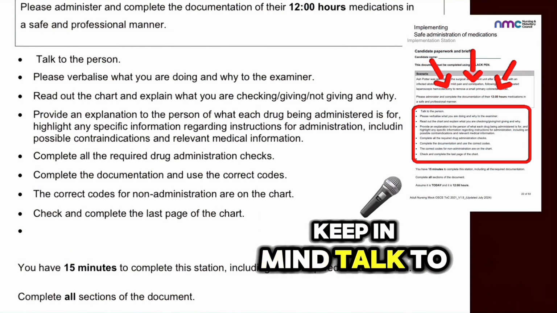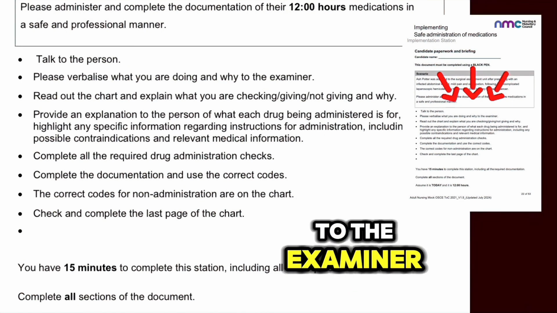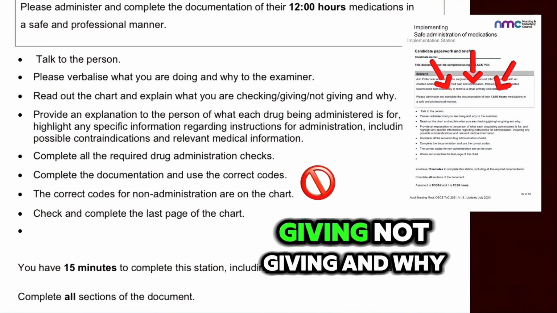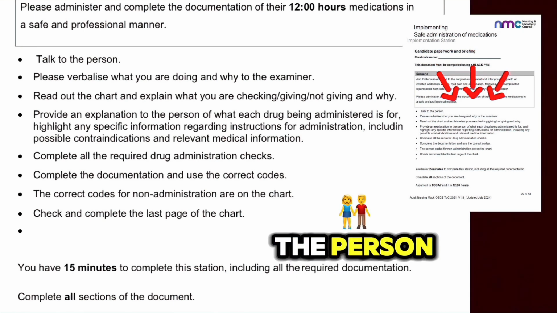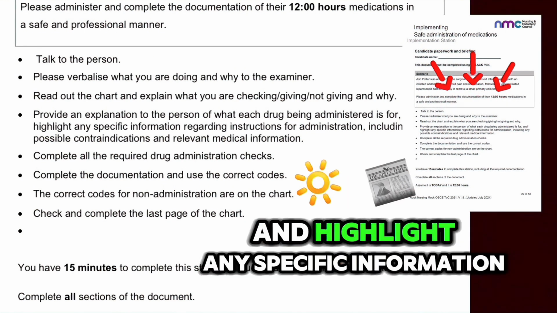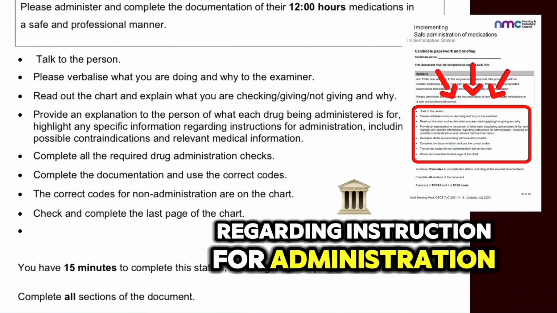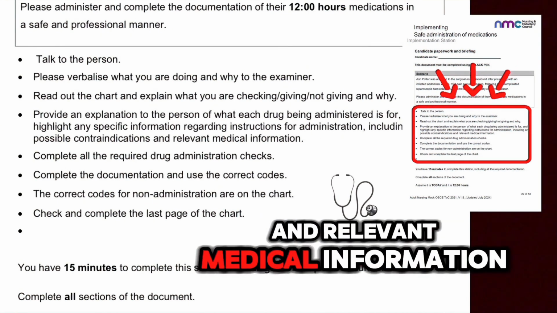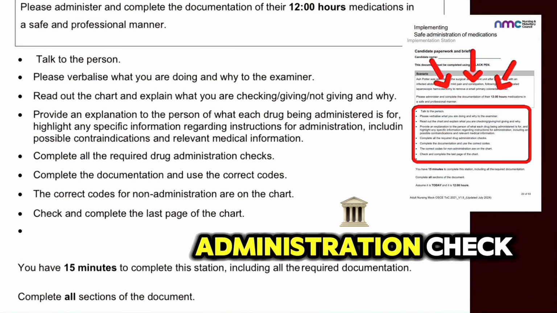Keep in mind, talk to the person. Please verbalize what you are doing and write to the examiner. Read out the chart and explain what you are checking, giving, not giving and why. Provide an explanation to the person of what each drug being administered is for, and highlight any specific information regarding instruction for administration, including any possible contraindication and relevant medical information. Complete all the required drug administration checks.